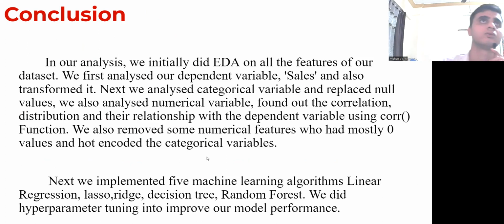Conclusion. In our analysis, we initially did EDA on all the features of our data set. We first analyzed our independent variable and transformed it. Next, we analyzed categorical features and used one-hot encoding on them. After that, we found their correlation and did multivariate analysis. After that, we used a time split to split the data and used 5 machine learning algorithms, and we found random forest as the best algorithm.